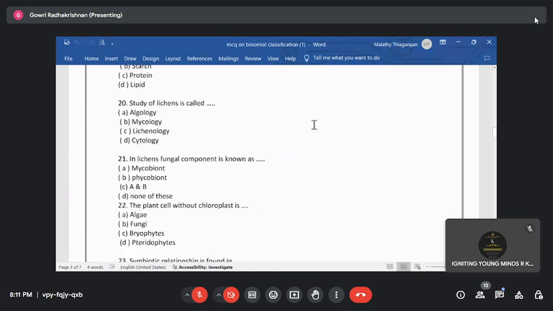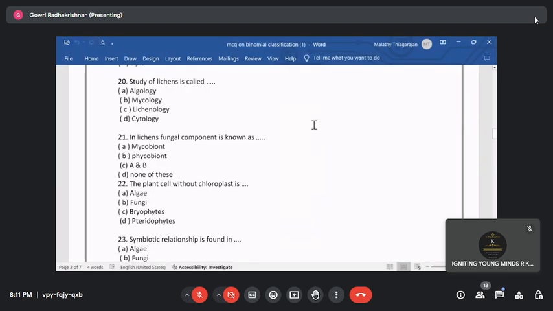Now the 20th question. Study of lichens is called Mycology? Lichenology. Yes, correct. Now, can you tell me what are lichens? What do you understand by lichens? They are a symbiotic association of a fungal and an algal component, ma'am. Yes, it's a symbiotic relationship found between an alga and a fungus.